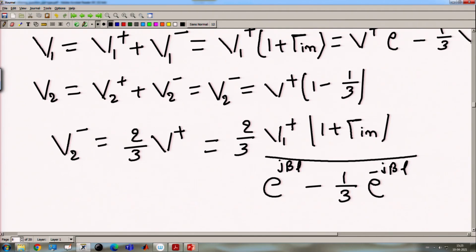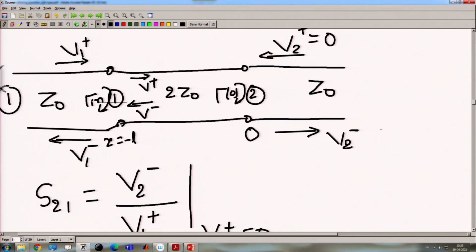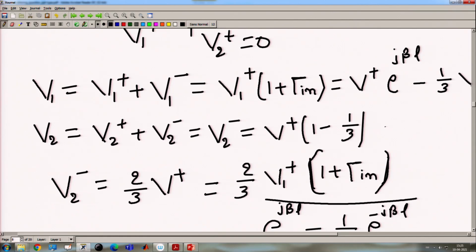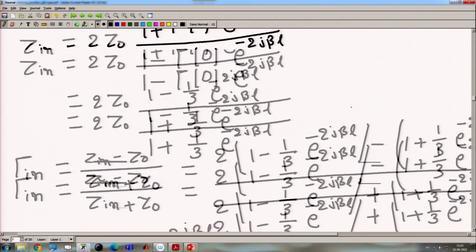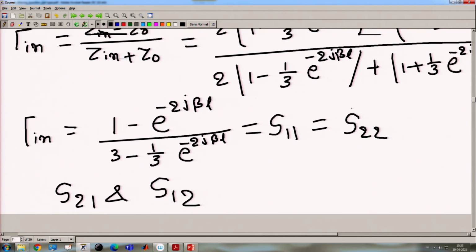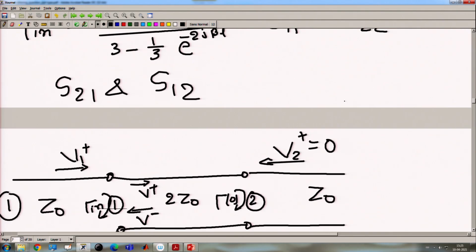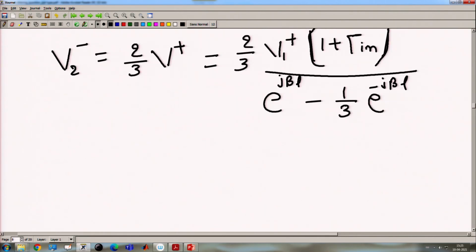So, this is V2 minus, and this is in the bracket, it is not mod. So, 1 plus gamma in. Gamma in value we can substitute. This will be gamma in, 1 minus e to the power minus 2 j beta L divided by 3 minus 1 by 3 e to the power minus 2 j beta L. So, gamma in will be same.